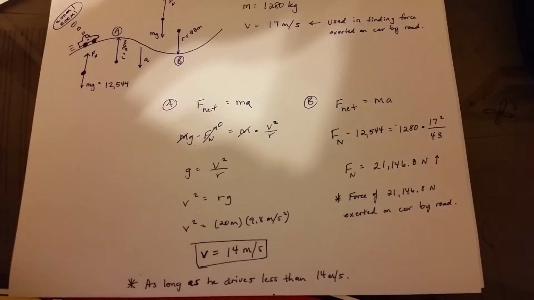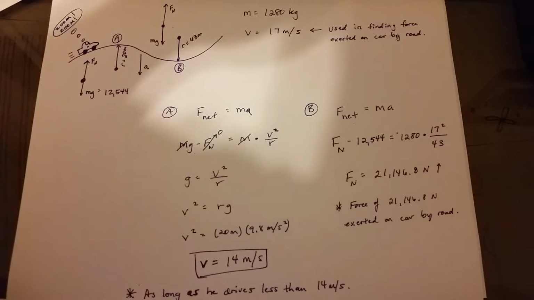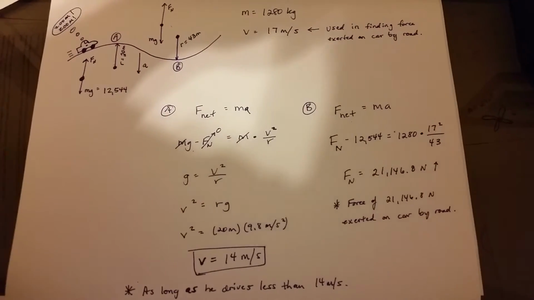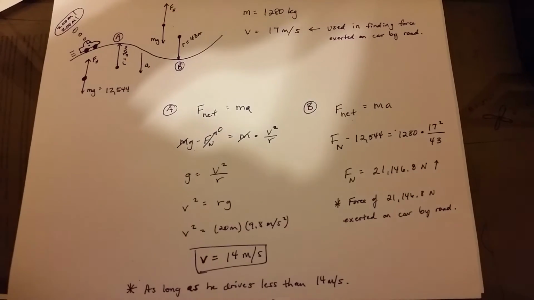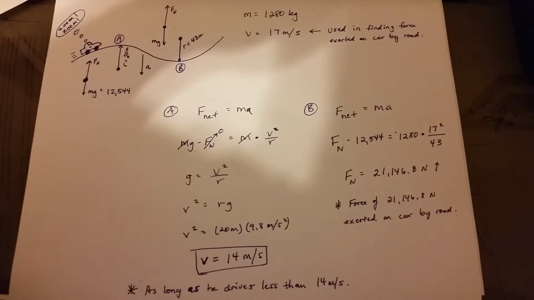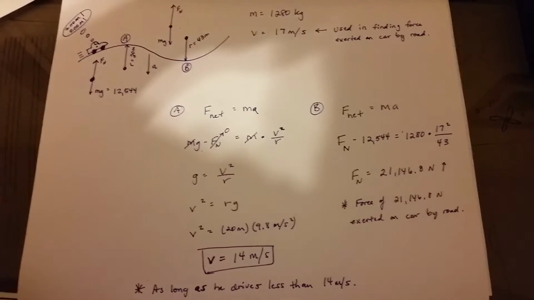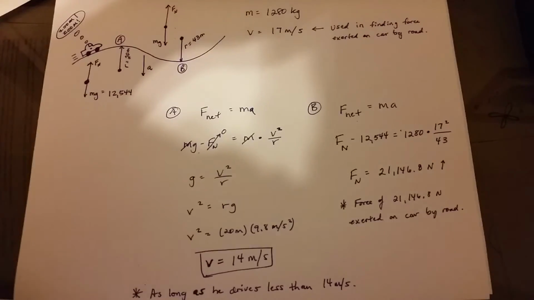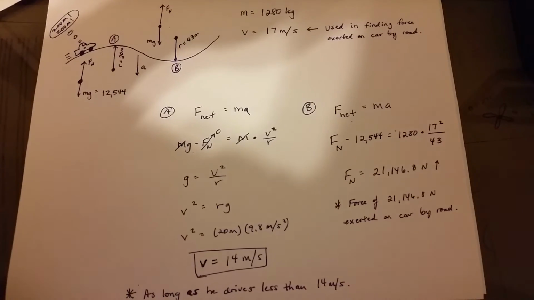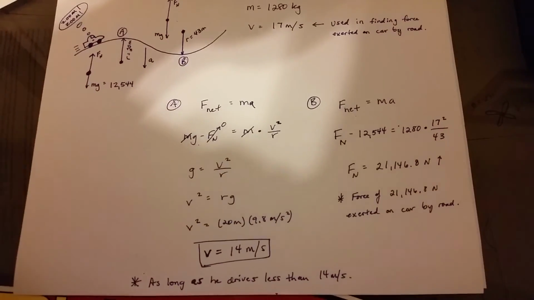So that's about it. Now we know if you have a hill of 20 meters radius, you can go up to 14 meters per second without flying off the hill, as long as your car is about 1,280 kilograms. So that's about it. Thanks.